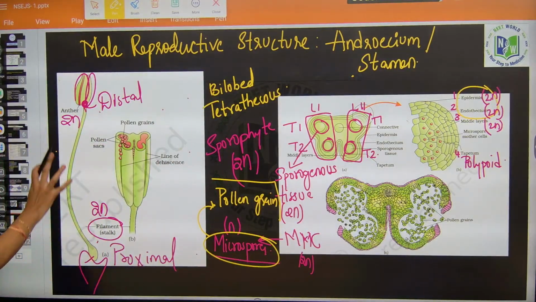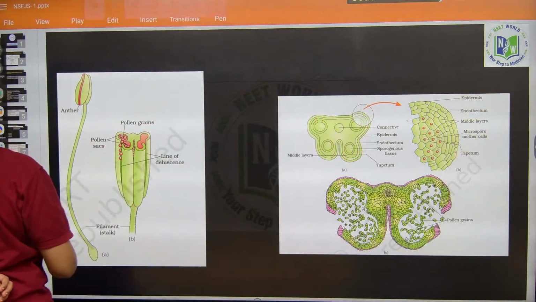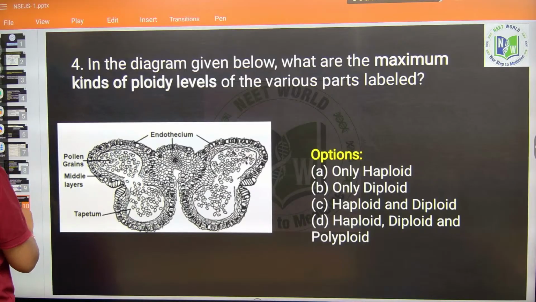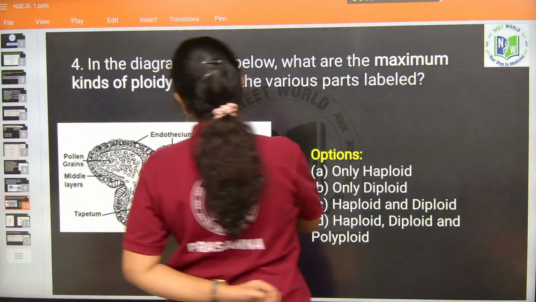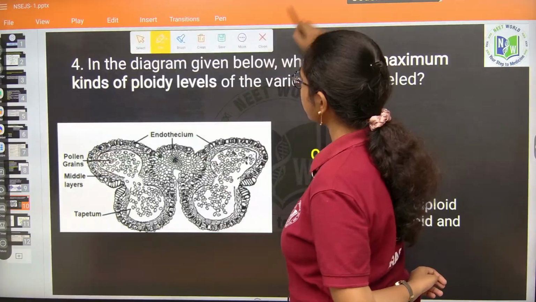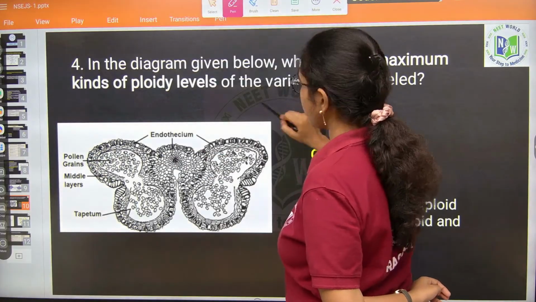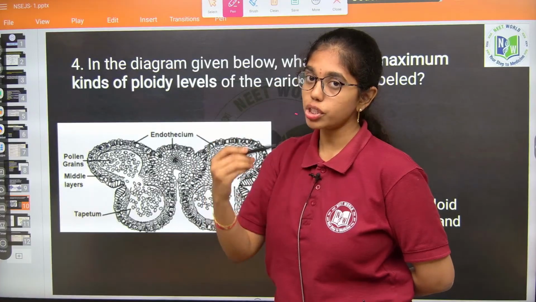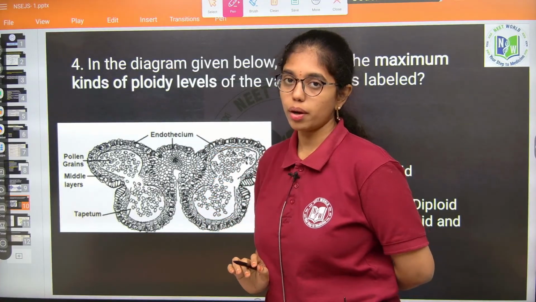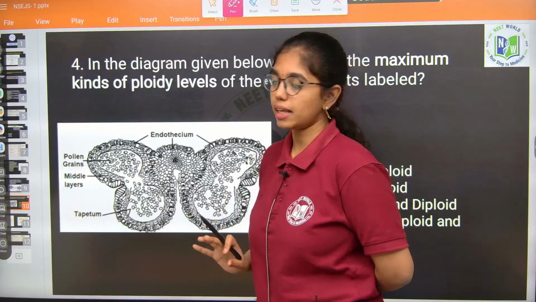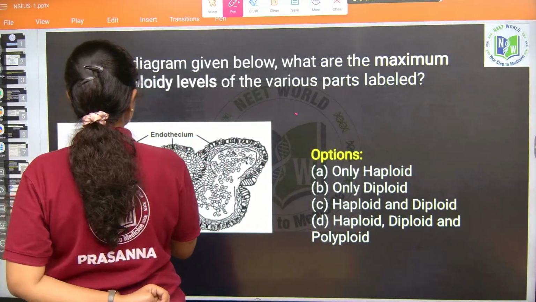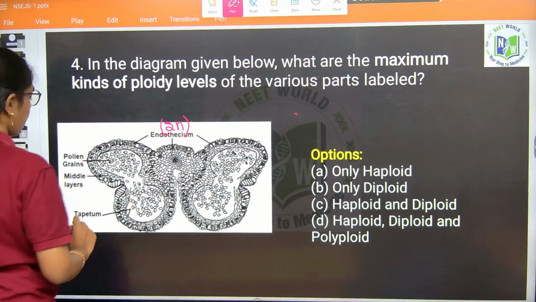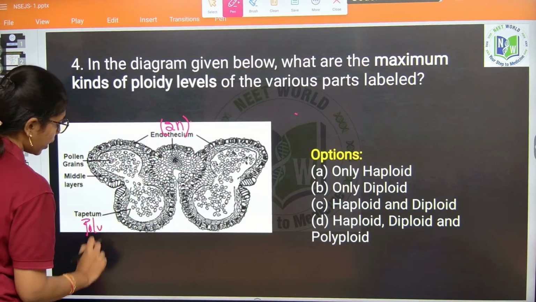So, now you will be in a position to answer this question easily. Okay? So, these are what? Anther wall layers. Now, you answer easily. Endothecium, what ploid it has? Haploid, again, sorry, diploid. All the anther wall layers are diploid. Epidermis, endothecium, middle layers. Tapetum is polyploid, which is the innermost anther layer. So, here endothecium is what? Diploid. Tapetum is polyploid.